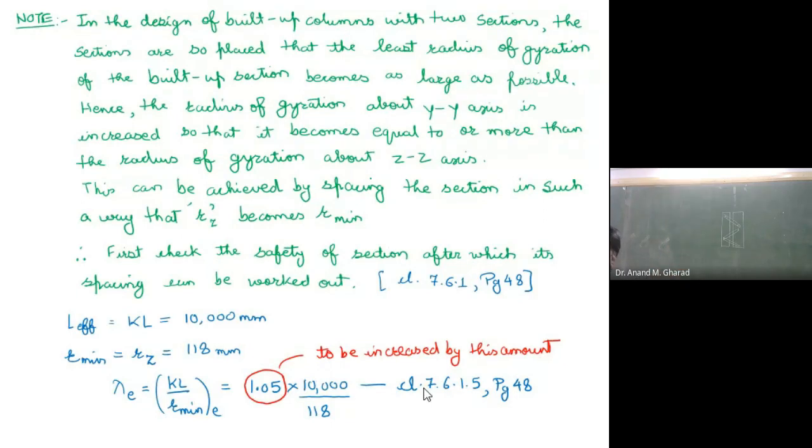Okay, so in order to take into account that change in shape factor, IS code recommends कि वो इतना times ज़्यादा होना चाहिए. कितना है वो 1.05 times. ठीक है. So this has to be increased by that amount, and therefore we are multiplying this value of what we call it as the effective slenderness ratio. So कितना आता है वो 1.05 times into KL by R minimum.